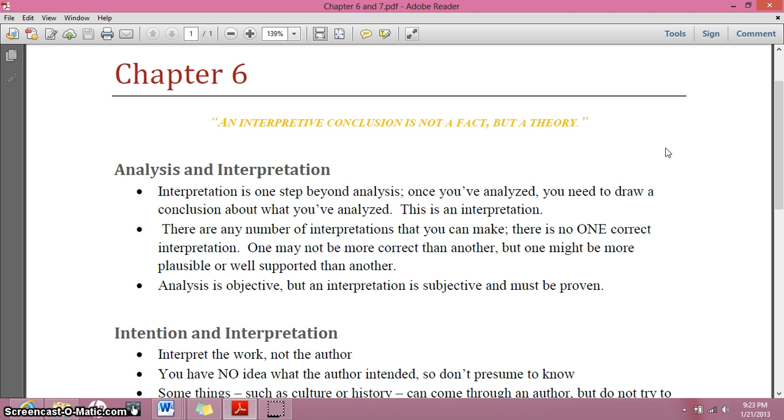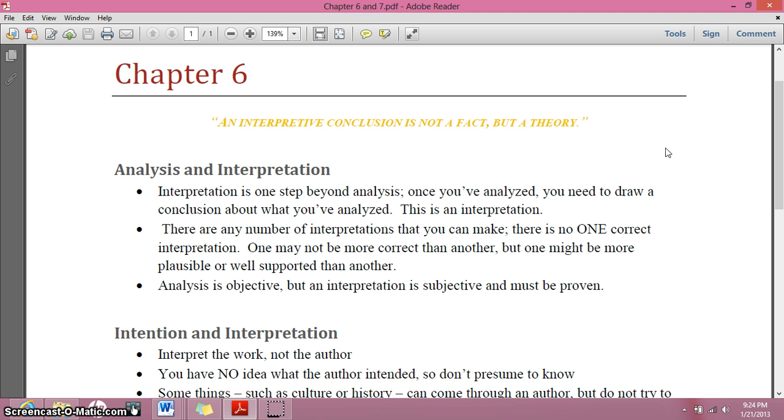And an interpretation is just moving one step beyond an analysis because once you've analyzed something and picked apart all the pieces and found some patterns and some meaning, you need to draw a conclusion about what you've analyzed, and that is your interpretation. Just remember that an interpretive conclusion is not a fact, but a theory. So when you go to prove it or argue it or support it in your essays, don't think of it as something written in stone, but an idea that you need to develop and support.